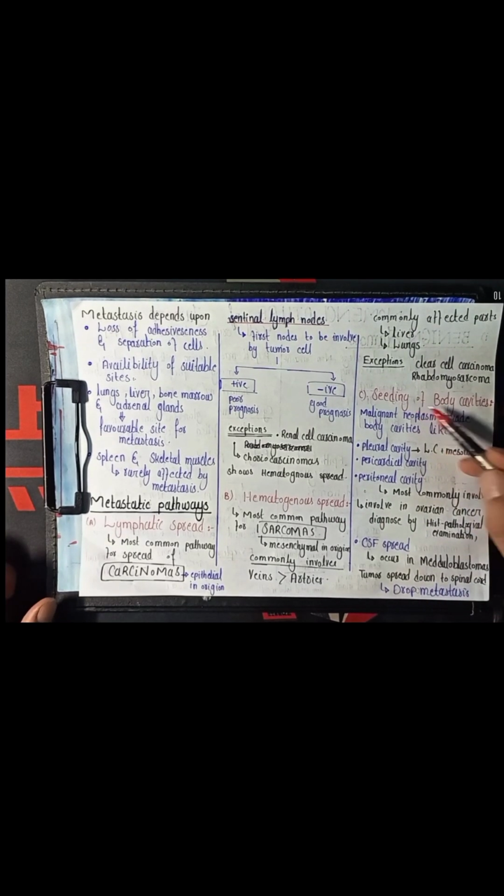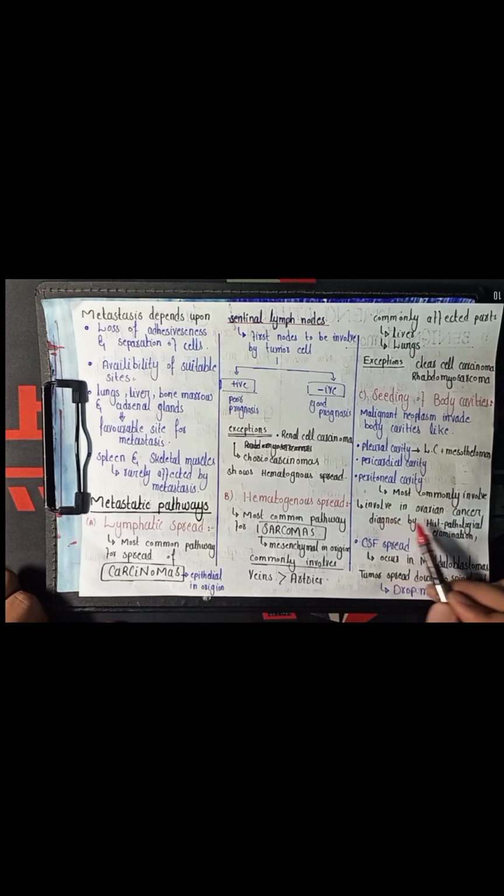The third pathway is seeding of the body cavities. Malignant neoplasms also invade the body cavities, which include the pleural cavity, pericardial cavity, peritoneal cavity, and CSF spread. The pleural cavity is involved by lung cancer or mesothelioma. Similarly, the pericardial cavity is also involved by mesothelioma. The peritoneal cavity is the most common cavity involved during metastasis, and it is commonly involved in ovarian cancer.